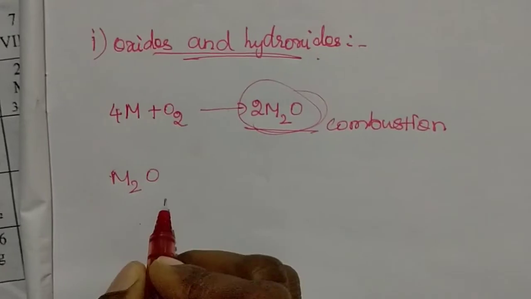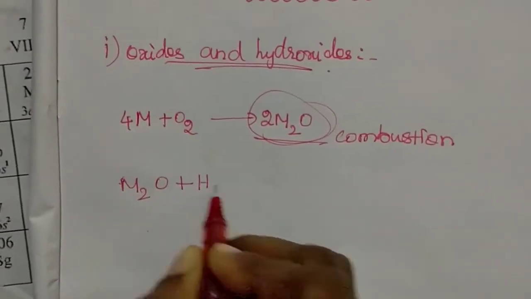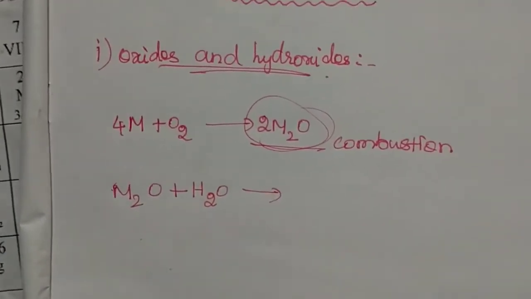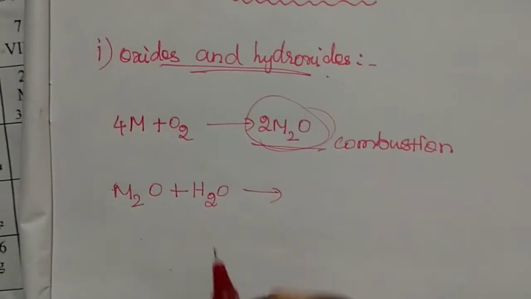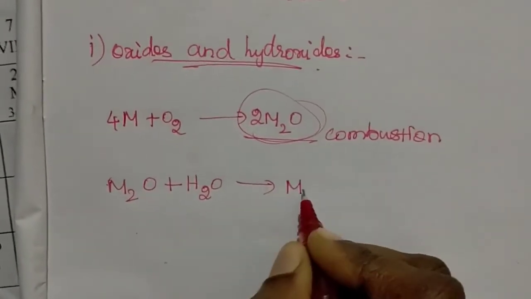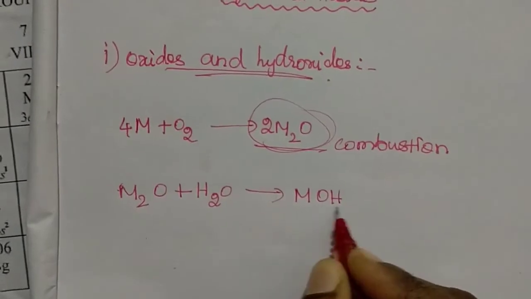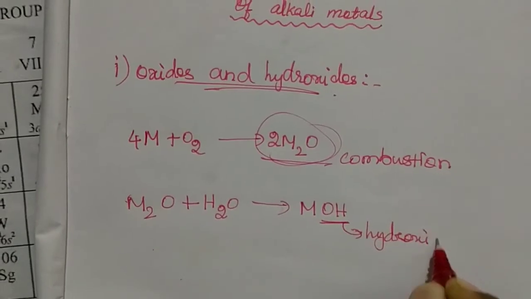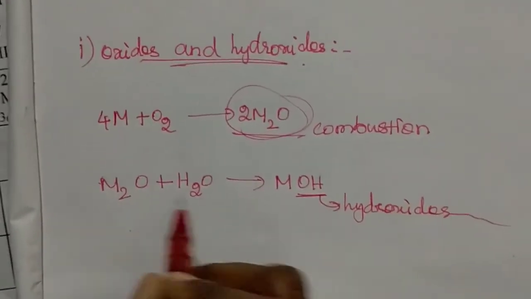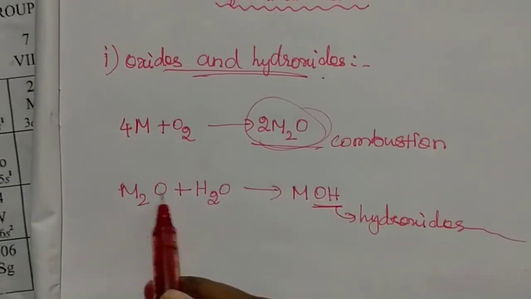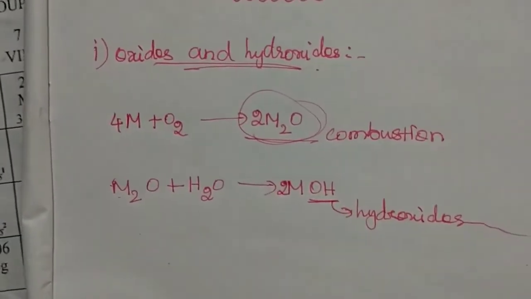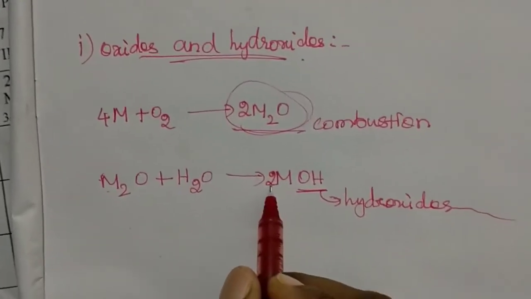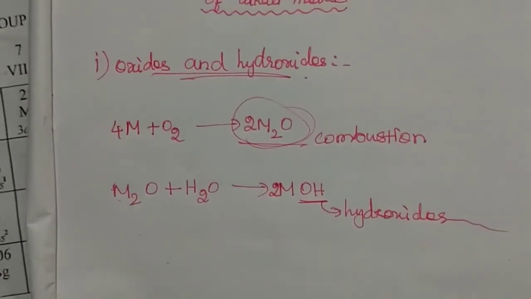So M2O, this is metal oxide, and it reacts with water. What is the formula of water? H2O. They can form hydroxide. If they are forming the hydroxide, what will be the result? MOH. OH denotes it is hydroxide. So totally two molecules of MOH: 2M, 2 hydrogen and 2 oxygen. So they form hydroxide.